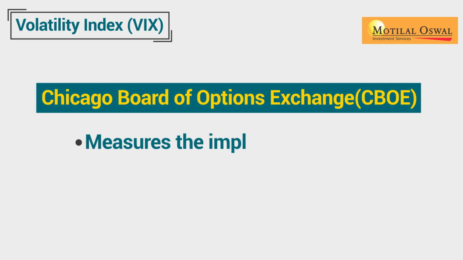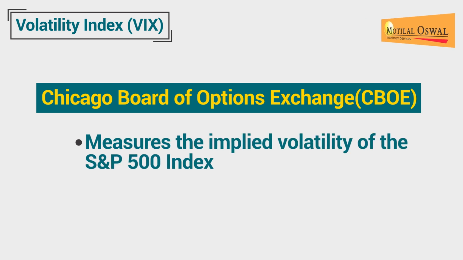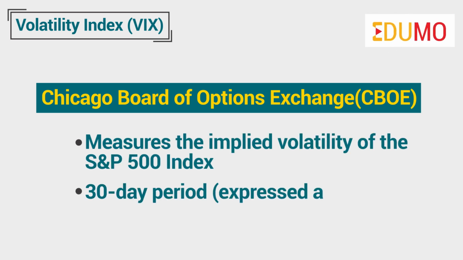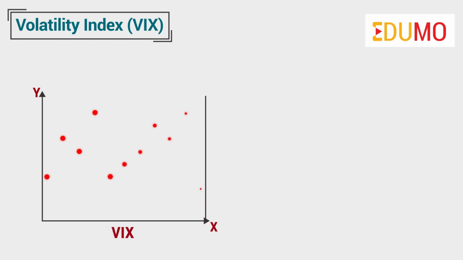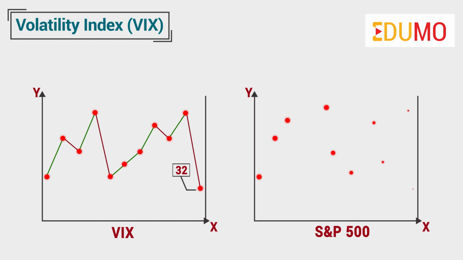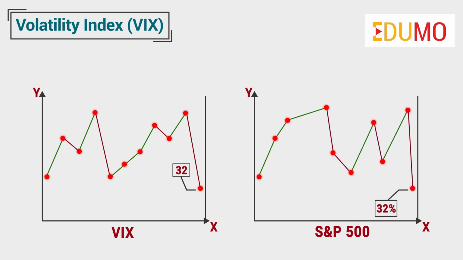It measures the implied volatility of the S&P 500 index for a 30-day period, and it is expressed as an annualized percentage. For example, if the volatility index is trading at 32, it represents an implied move of 32% in the S&P 500 over the next year.